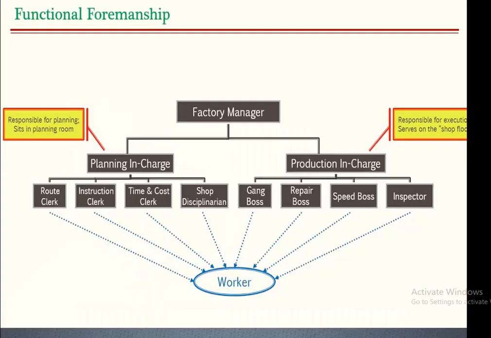Now, under planning in charge, there are 4 bosses: route clerk, instruction card clerk, time and cost clerk, shop disciplinarian. And under production in charge: gang boss, repair boss, speed boss, and inspector. Now, how do these 8 functional experts work?